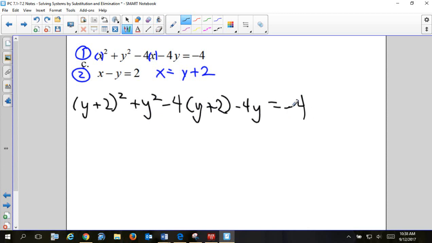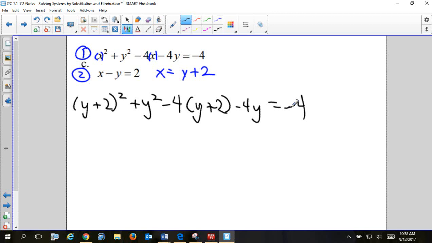So make sure before you do a bunch of work, is it all y's there? Don't have extra x's stuck in there. So we're going to have to get rid of these parentheses. How do I square y plus 2?